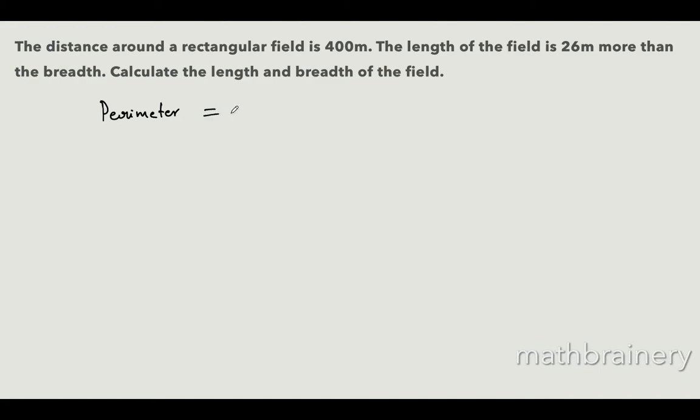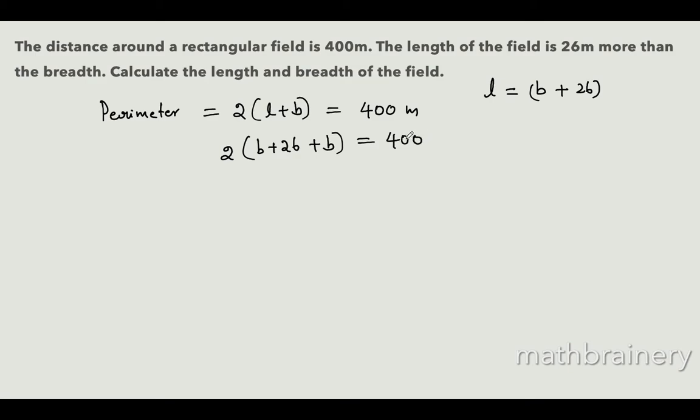Perimeter of a rectangle is given as 2 times (length plus breadth). This is equal to 400 meters as per the question. The question also says length of the field is 26 meters more than the breadth. That means length must be breadth plus 26 meters. So, let us substitute this L is equal to B plus 26 in this equation. You get 2 times (L, I will replace it with B plus 26, plus B) is equal to 400.